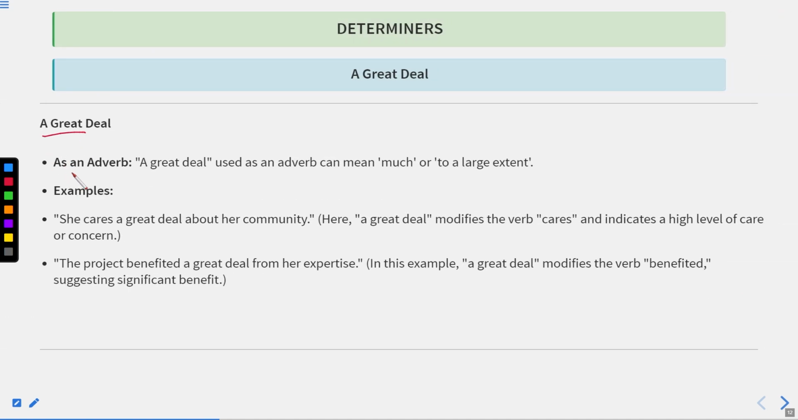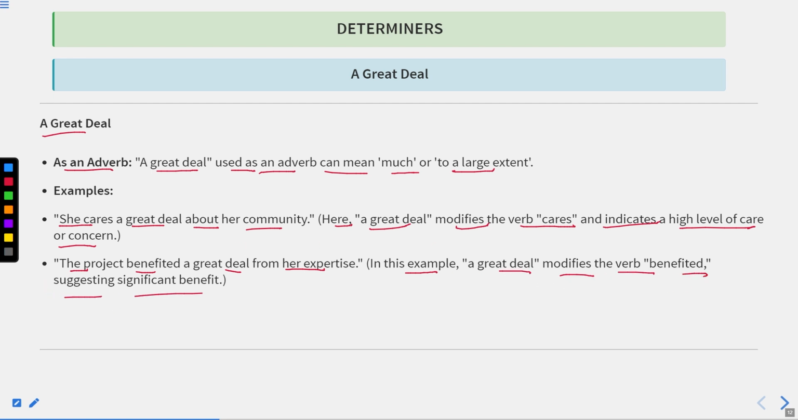A great deal. A great deal used as an adverb can mean much or to a large extent. Examples: she cares a great deal about her community. Here, a great deal modifies the verb cares and indicates a high level of care or concern. The project benefited a great deal from her expertise. In this example, a great deal modifies the verb benefited, suggesting significant benefit.